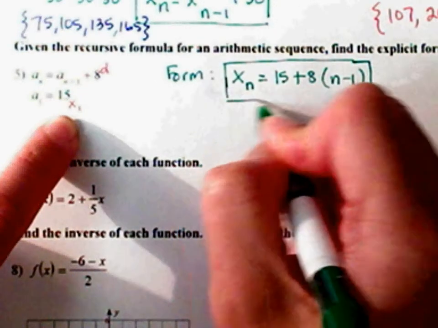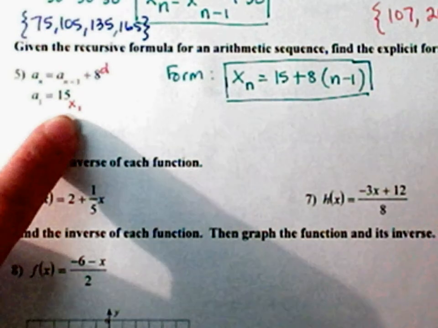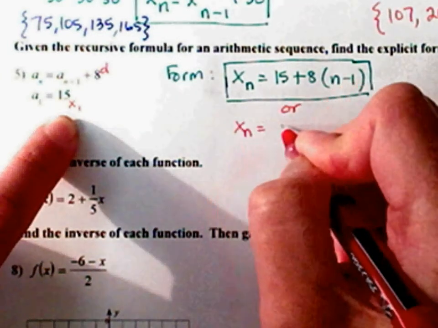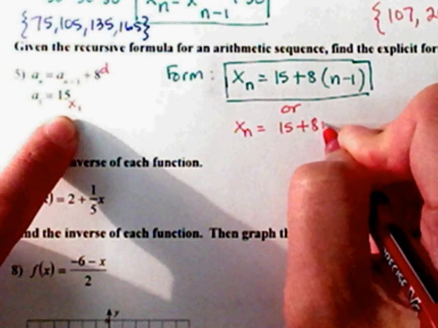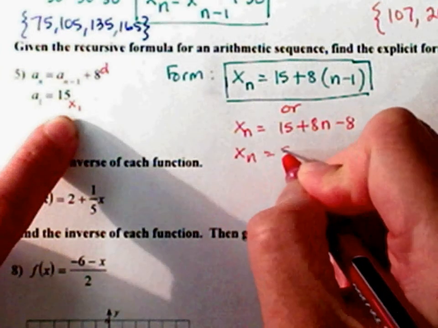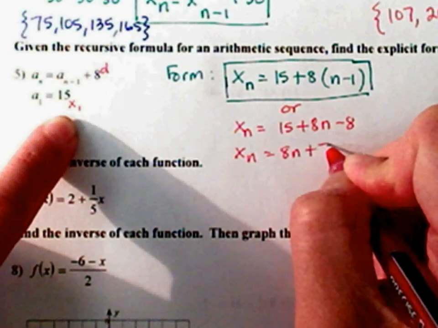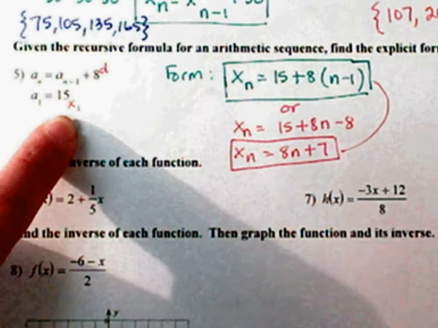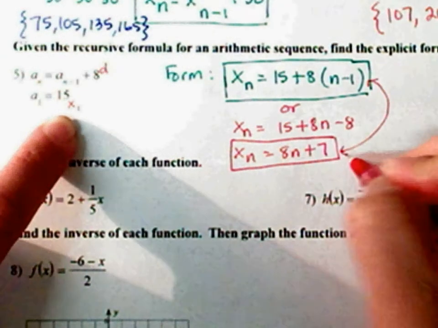You can also present it this way as well, by simplifying it. So you would have x of n, 15 plus 8n minus 8. Combine your like terms. So you have 8n plus 7. These two are exactly the same. Just be aware of that, okay?